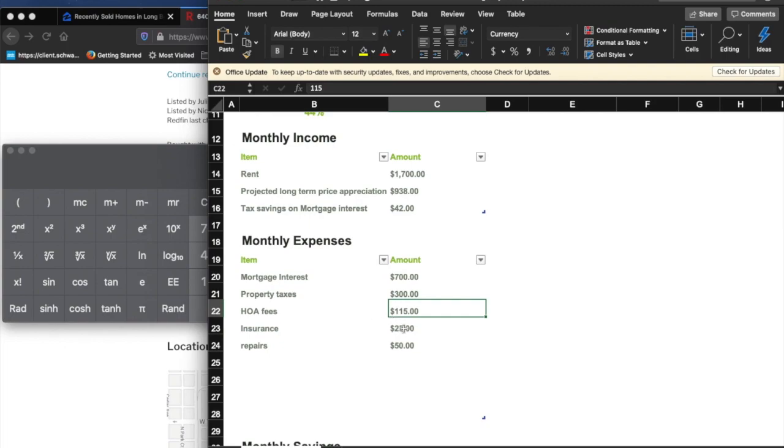Insurance also rises usually, and repairs. So these four parts, you should expect them to rise in cost. However, on the bright side, the biggest chunk of your monthly expense, which is typically the mortgage interest, remains stable for the next 30 years until your mortgage is paid off, at least if you have a fixed rate mortgage. So that's nice. The biggest part of your expenses remains stable, and also the rent.